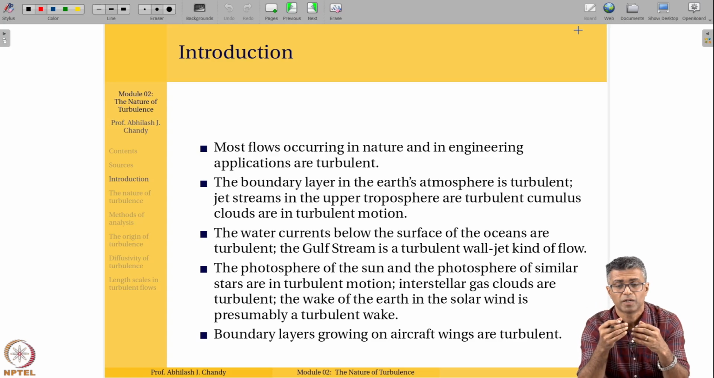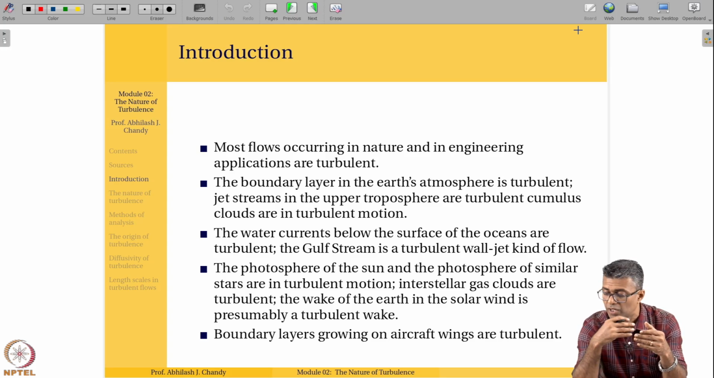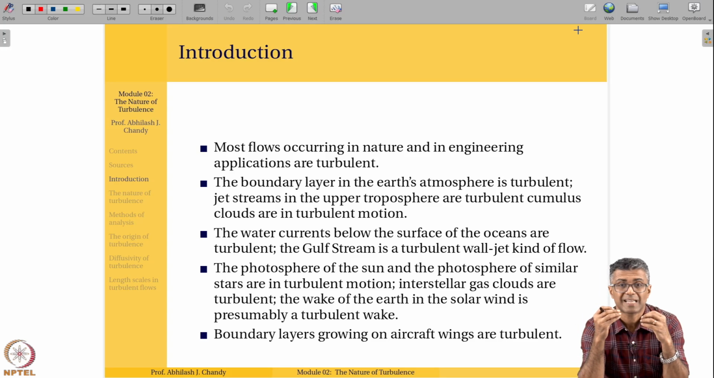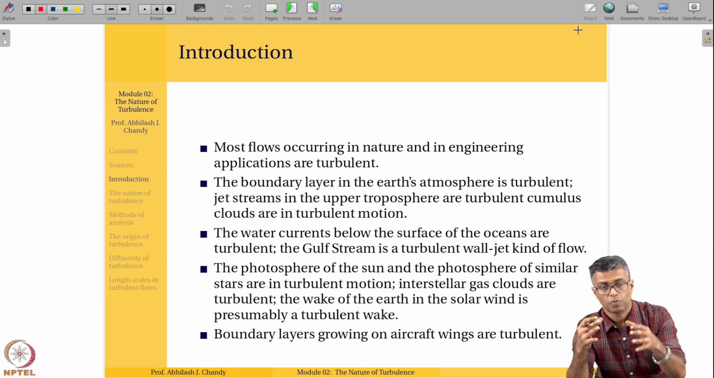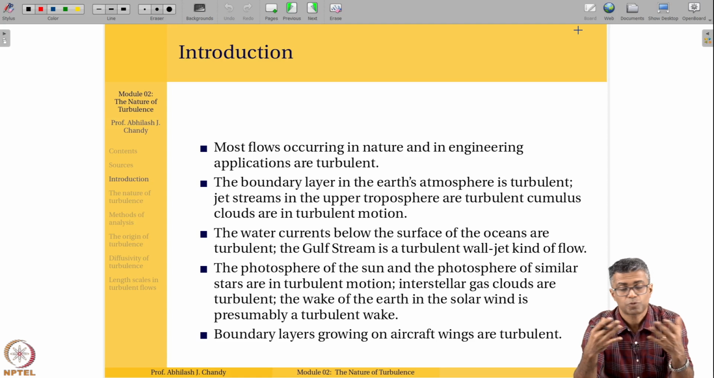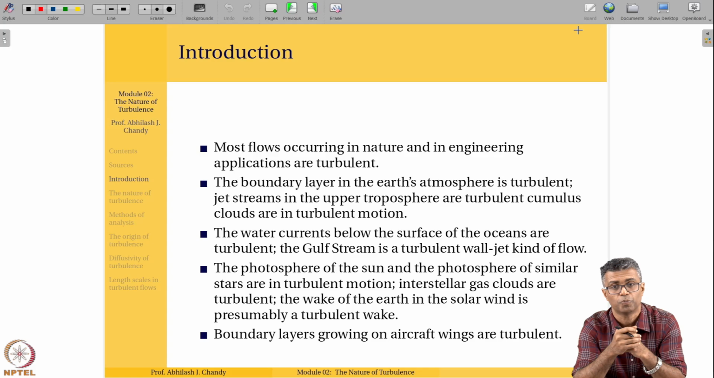What do I mean by solar wind? It's basically a continuous stream of charged particles, mostly electrons and protons, that are ejected from the outer atmosphere of the sun, which is called the corona. So this is that continuous stream, that's a solar wind. So the turbulent wake behind the Earth, where Earth is acting like a bluff body, is possibly a turbulent flow. These are natural flows, right? Flows that occur in nature that are turbulent.